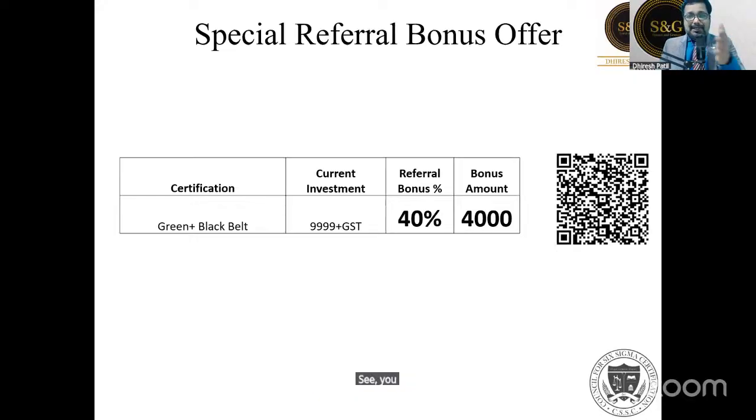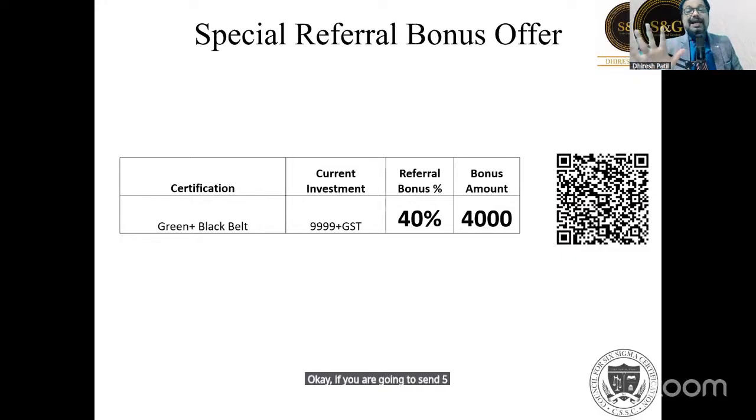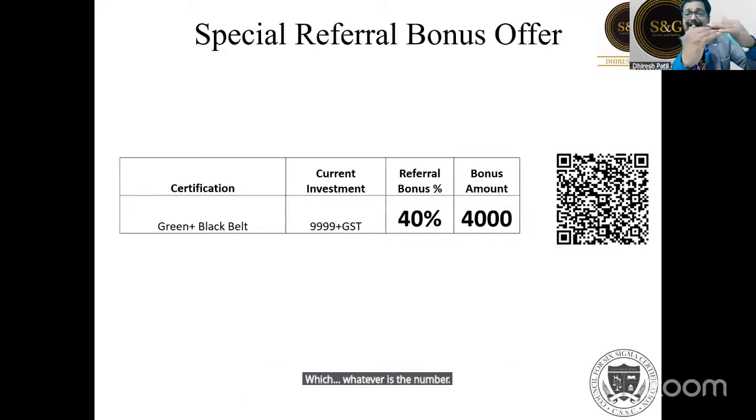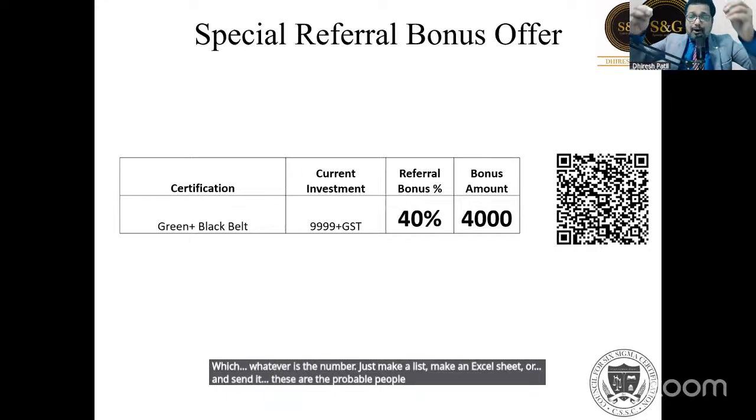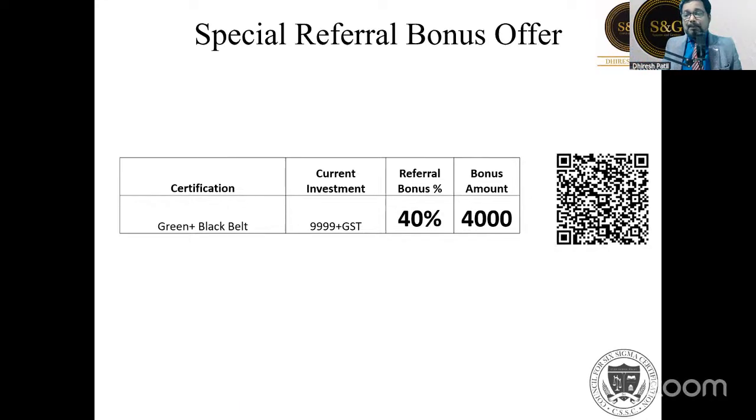See, you can either send them to the yellow belt or you can directly ask them to take the admission. Only condition is please share their name in advance. If you are going to send 5 people, 10 people, 50 people, 100 people, whatever is the number, just make a list, make an Excel sheet, and send it. These are the probable people. I don't know how many of you will take admission. This is my list. Send the people's names in advance.